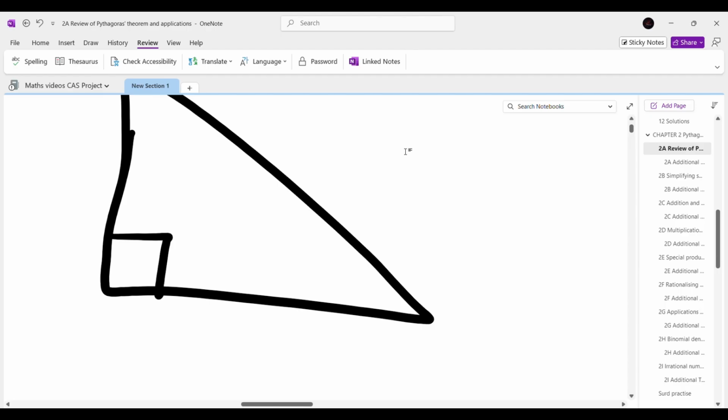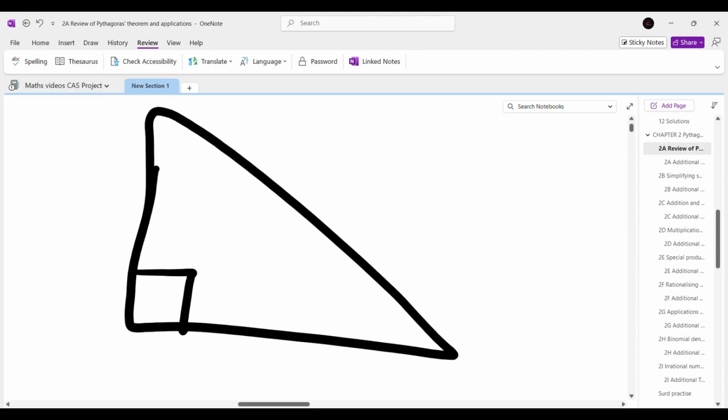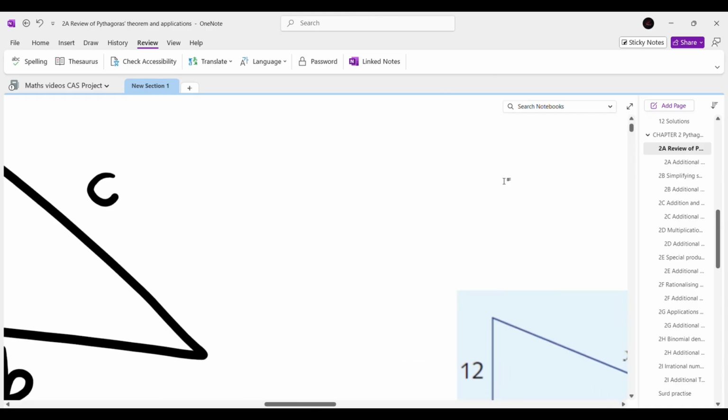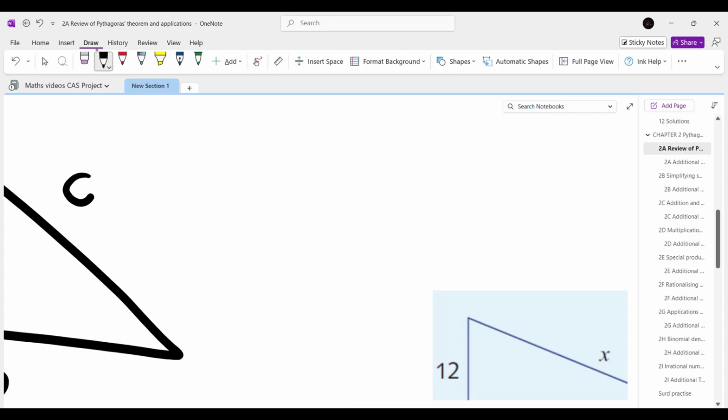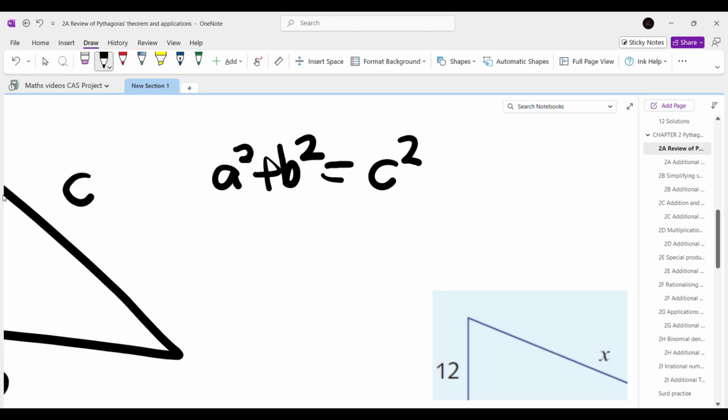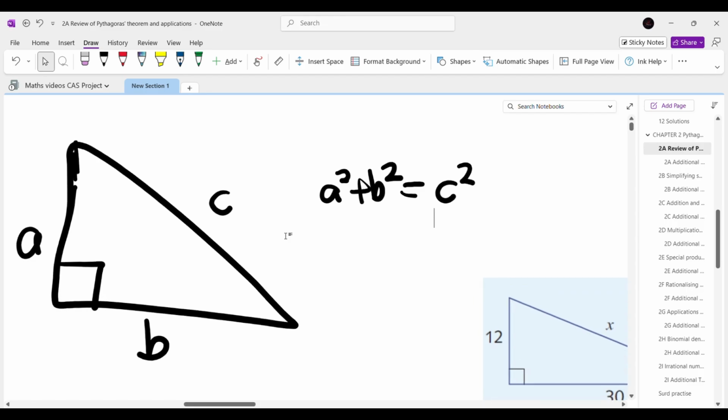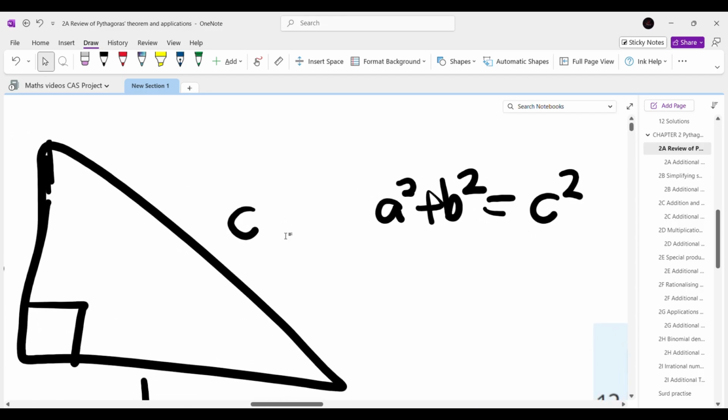Then, when we want to find the length of the hypotenuse, which is the longer side, which we label c, we can use what's known as Pythagoras' theorem. You probably already know this as a squared plus b squared equals c squared. The two shorter sides squared equals the longer side squared, but this is only in a right angled triangle.